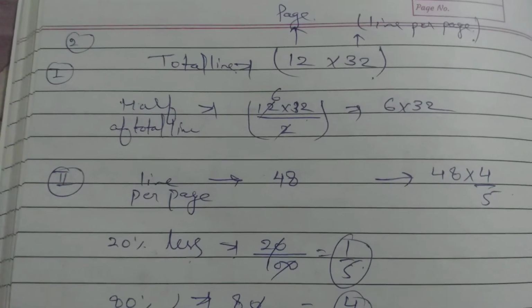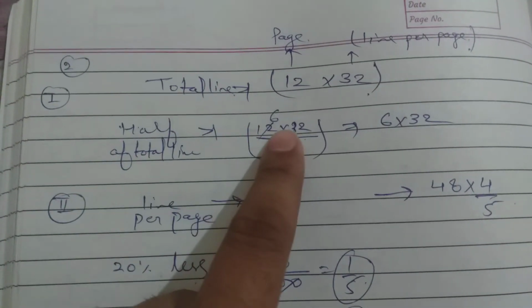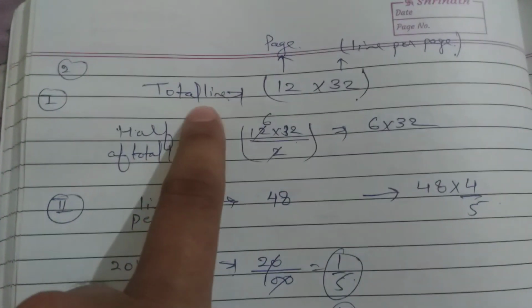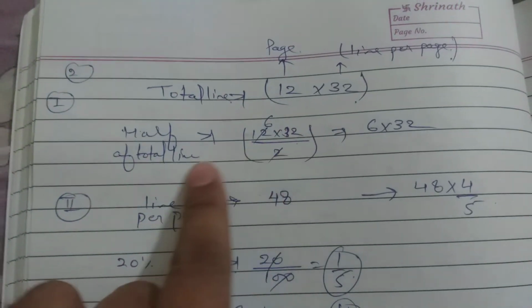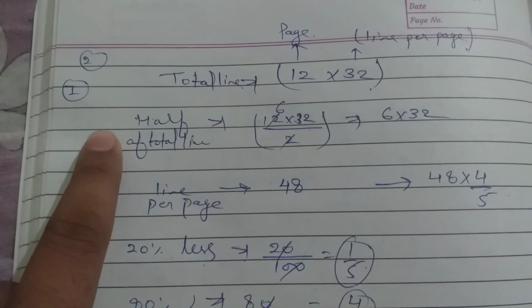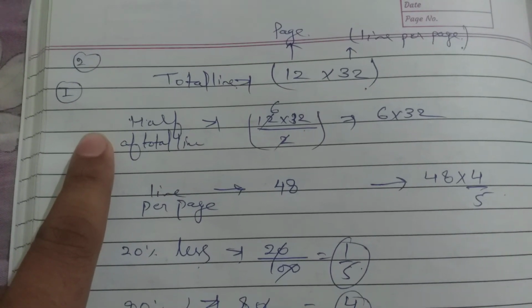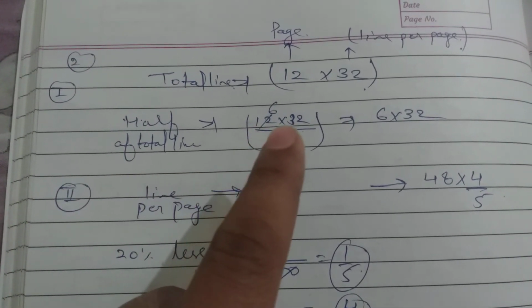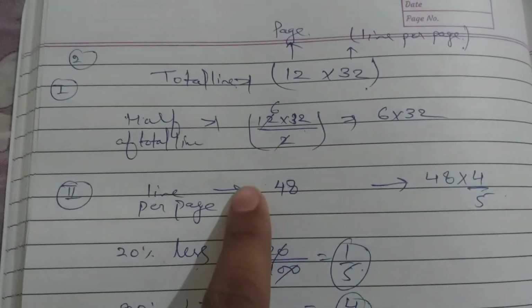So initially it was given the total pages are 12 and the lines per page are 32. So the total lines will be 12 into 32. And after that, in the second half, it is given that half of the ink has been used. So the remaining ink is 12 into 32 upon 2, that is 6 into 32.